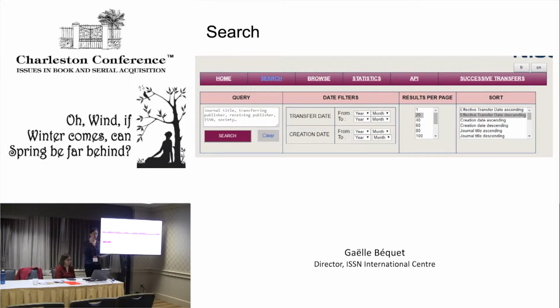Or if you don't want to go every day or every month on the database, you can search by a certain period of time. And the creation date is the date when the publisher made the statement or the notification, so you can search both. You can adjust the number of results per page, and you can also sort the results by dates, journal titles, or effective transfer date.